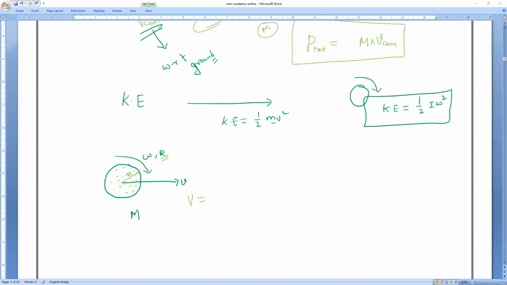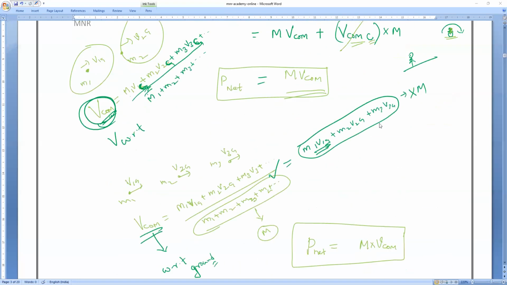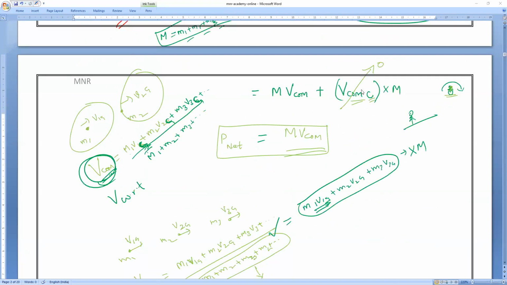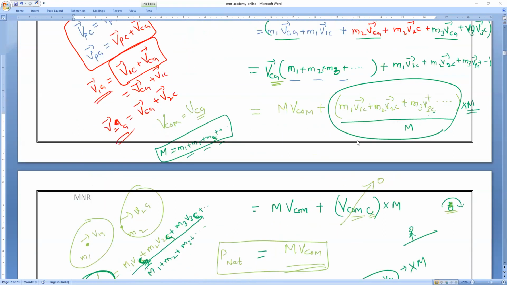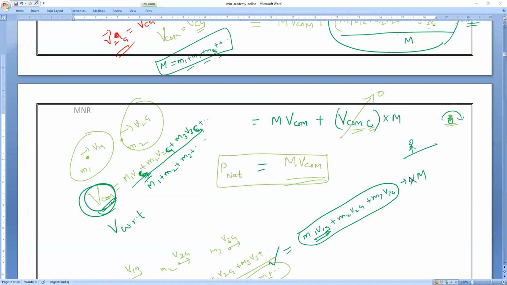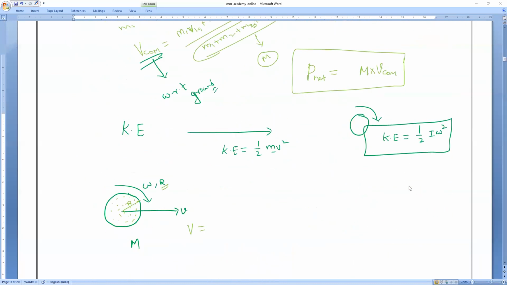Yes, sir. Okay. So here, just remember only one thing: velocity of center of mass with respect to ground is what we write as V_COM. But here we are having not G, we are having C. That is why I am replacing it with velocity of center of mass with respect to center of mass, and that is why it becomes 0. So that's all, it is nothing else. Okay, so it does not exist.